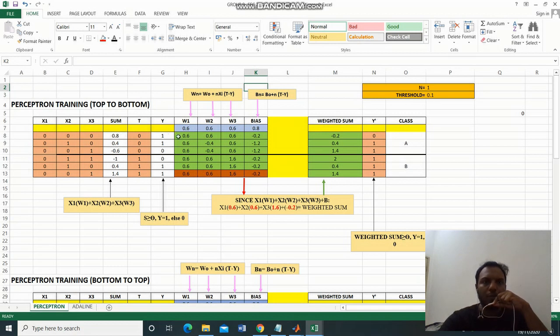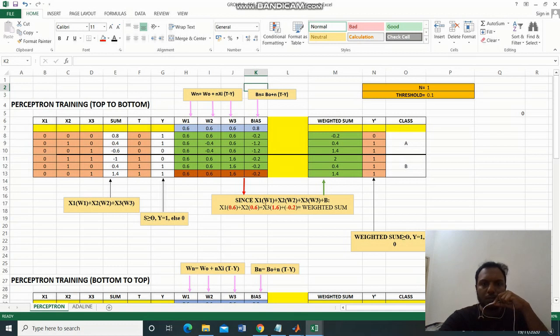the value of y is 1. For the weight value, we can find the new weight through the equation: old weight plus learning rate times x value, which is from either 1 to 6, times t minus y. For the default value here, the old one, we have filled in this value, and through the equation we can find the new value here. For the new bias, we have made the old bias plus learning rate times t minus y, so we can get the new bias value here.